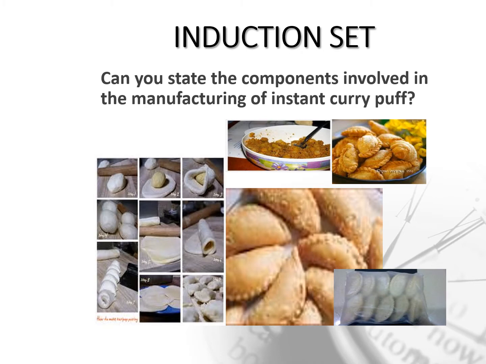Can you state the components involved in the manufacturing of instant curry puff? Well, those components must consist of direct material, such as flour, direct labor, for example, the person making this curry puff, that is the person working to convert the flour into curry puff, and also manufacturing overhead, such as a rental curry puff machine, and indirect material such as curry, meat, potato, and so on.